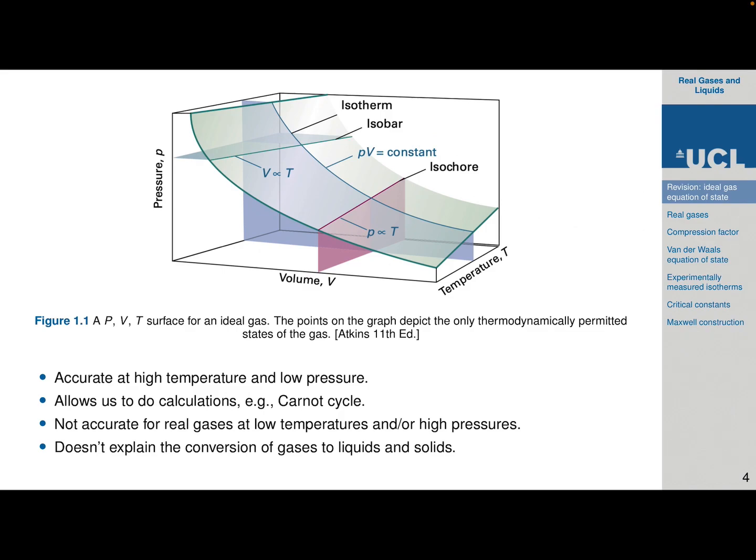And it is very useful. The ideal gas equation is very useful. You can use it to do problems as you've done in the first part of the notes. Okay, and the ideal gas equation doesn't explain the conversion of gases, the phase change of gases, into liquids and solids. And so you can compare this PVT surface to the one that we had on the title slide, and anyway, we'll talk a little bit more about that later.